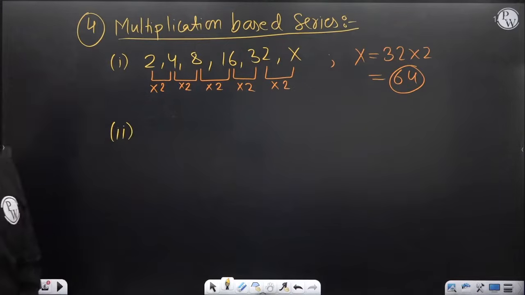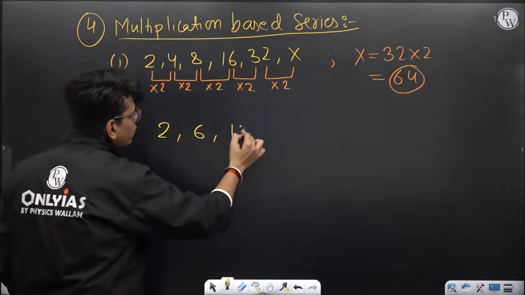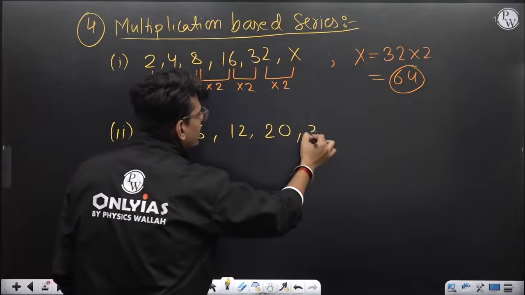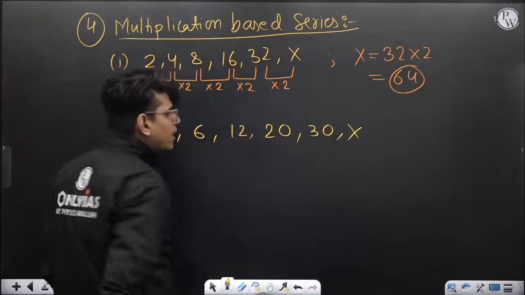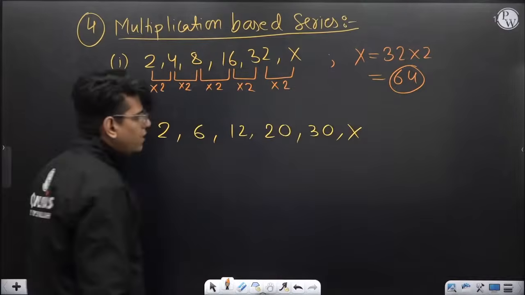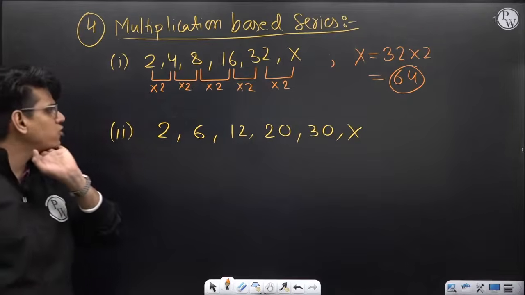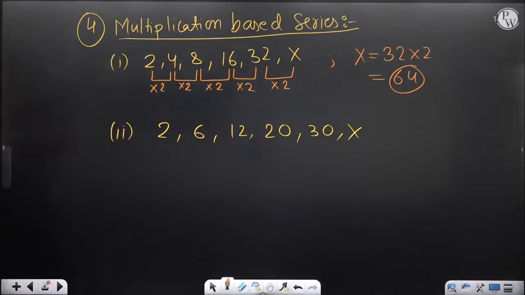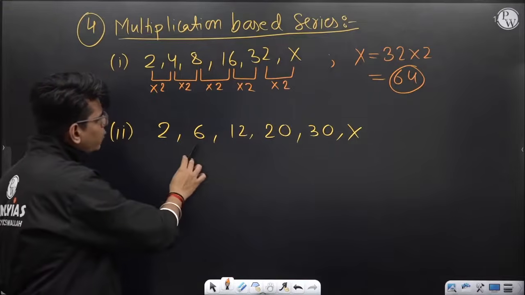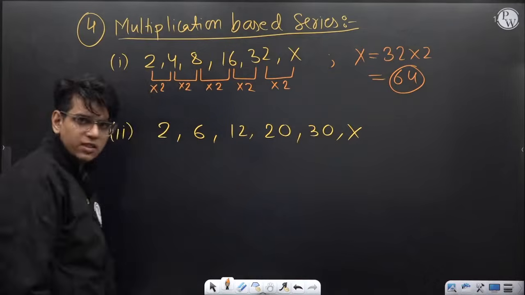Suppose the series given is 2, 6, 12, 20, 30 and x. And you are asked to find the series. We are discussing multiplication series, so this is also one of the series based on multiplication. If I see this, 2, 6, 12, the difference is 4, then 6, then 8, then 10, then 12. This can be one of the things.